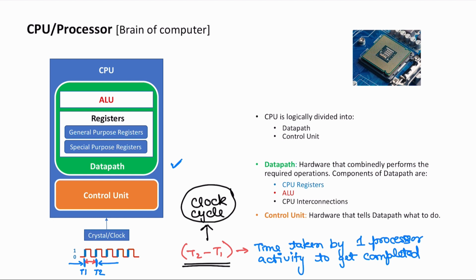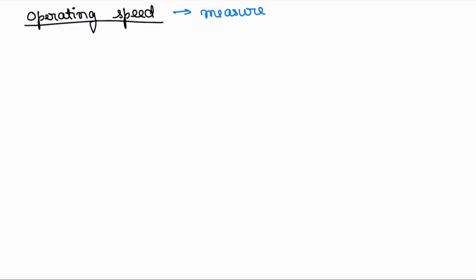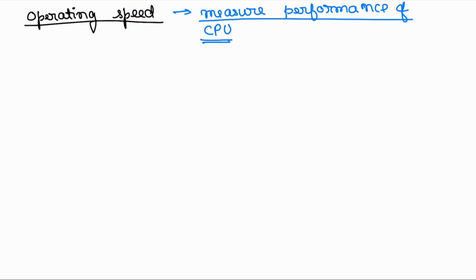Now let's discuss operating speed, or clock speed. The operating speed or clock speed of a processor is a way to measure the performance of the CPU. Let's not write it here; let's use another page. Operating speed, also called the clock speed of a processor, is a way to measure the performance of the CPU. Now let's see how to calculate this performance.